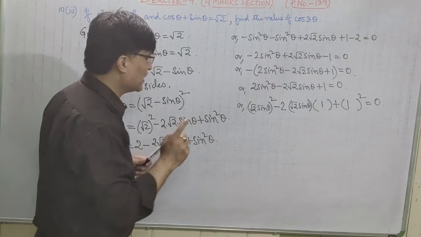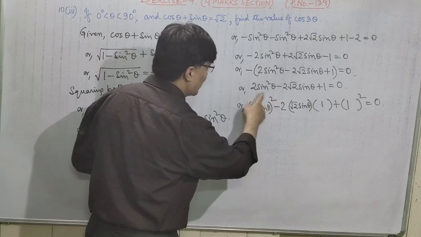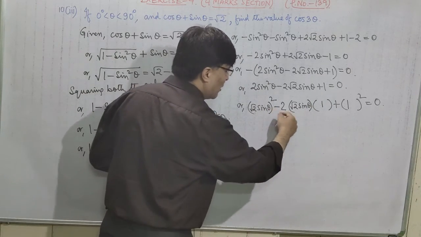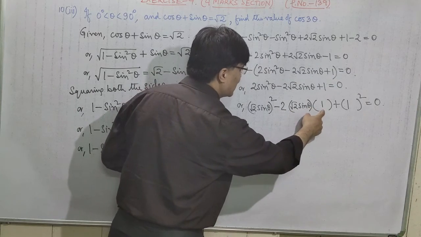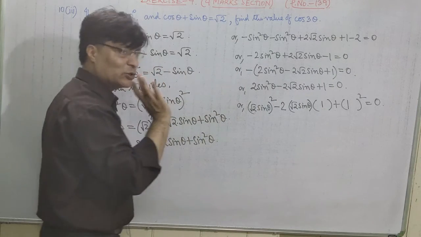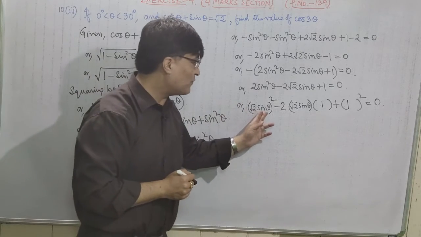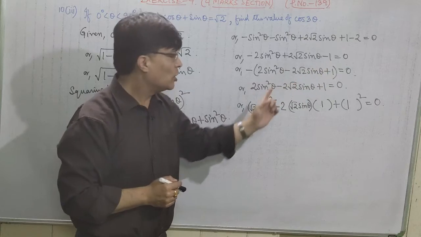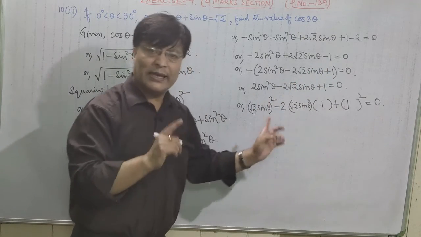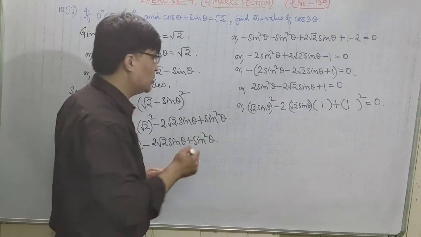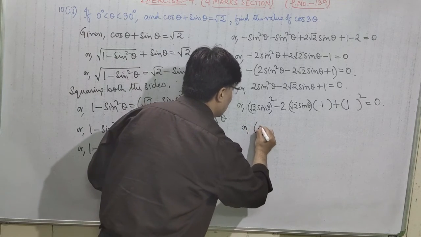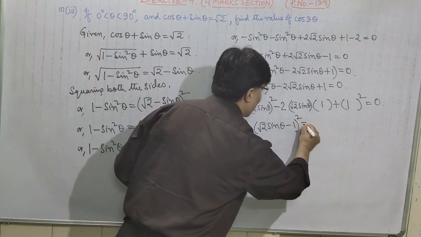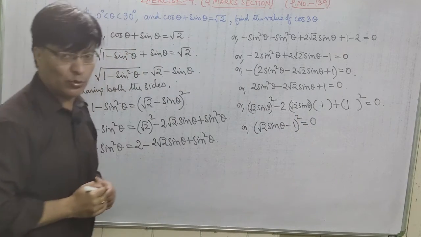So let us check it once again. Root 2 sin theta whole square is 2 sin square theta, that is okay. 1 whole square is 1. If you multiply all these three, you will get minus 2 root 2 sin theta. That is okay, right? So this is in the form a square minus 2ab plus b whole square, which is equal to 0. So now what is the formula here? It is root 2 sin theta minus 1 whole square, which is equal to 0.